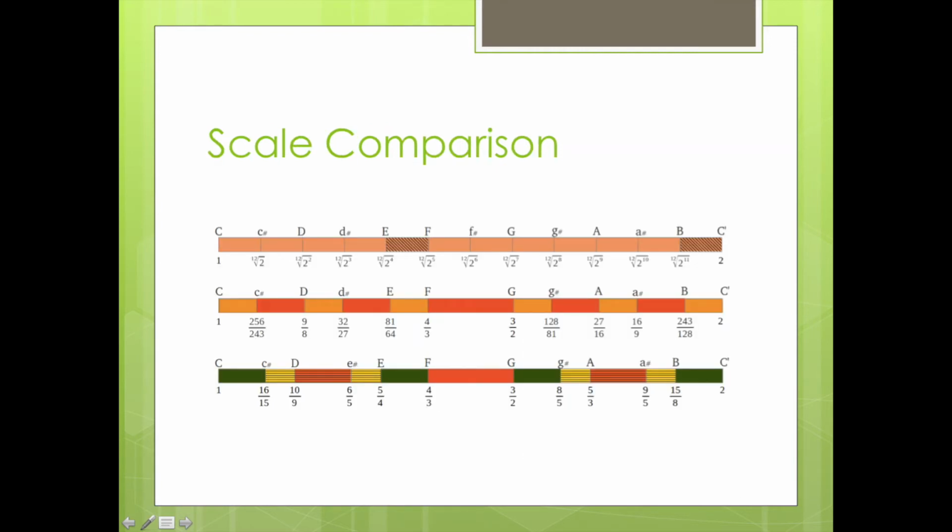So here's a visual for you for each of the scales. The first line is equal temper tuning, the second line is Pythagorean, and the third line is just intonation.